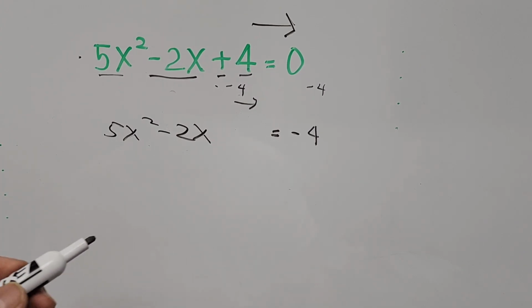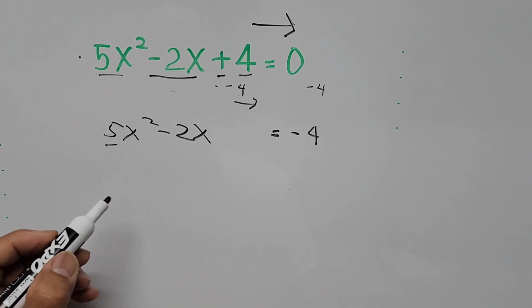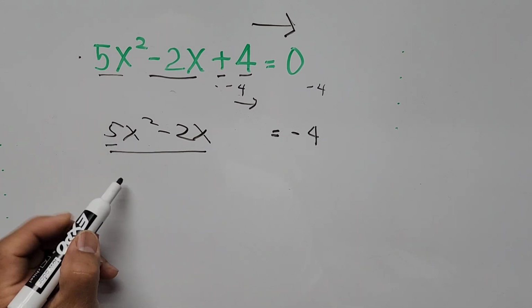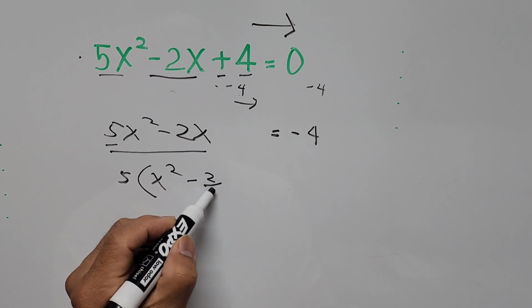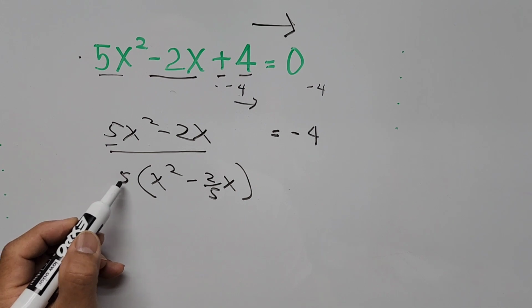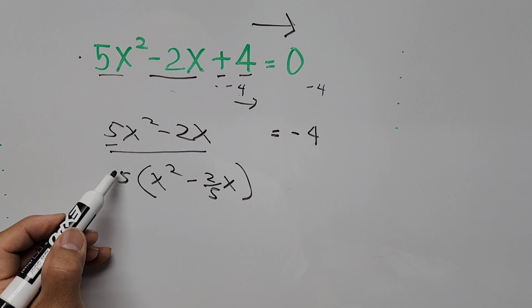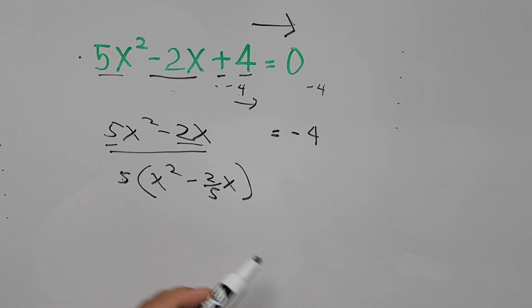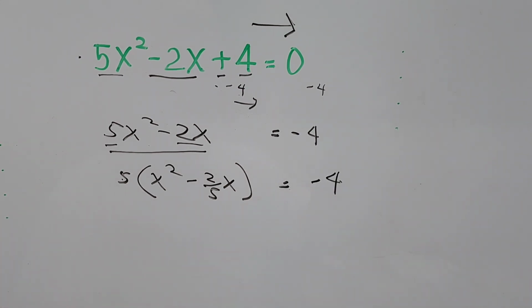And now since the leading coefficient is 5, not 1, that means we need to factor out 5. So factor out 5 from the left hand side of the equation. So we have 5 times the quantity x squared minus 2 over 5x, close parenthesis. Since if you multiply 5 times negative 2/5 of x, we end up with just negative 2x, right? Cancel 5. And the right hand side remains the same, negative 4.